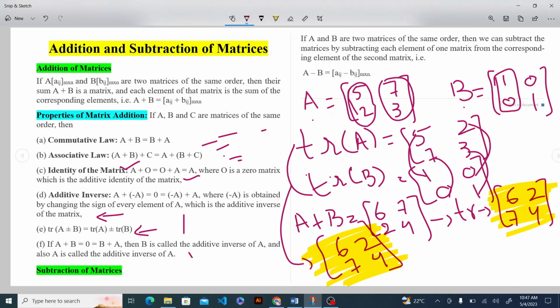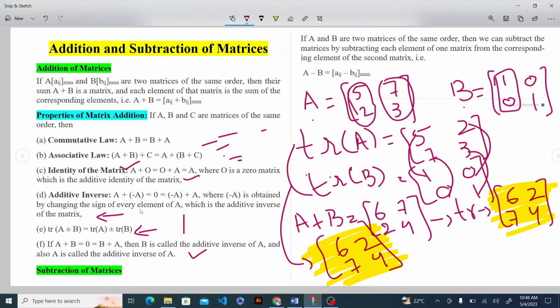Now we have the last property for addition. It says if A plus B is equal to 0, then it will be equal to B plus A. Then B is called the additive inverse of A, and also A is called the additive inverse of B. It is a very simple idea that if we add A plus B and the answer is 0, and if we add B plus A and the answer is 0, so A plus B is equal to B plus A, it is the commutative property.